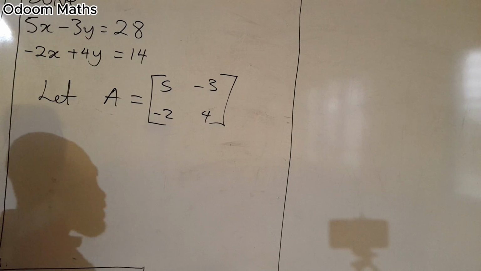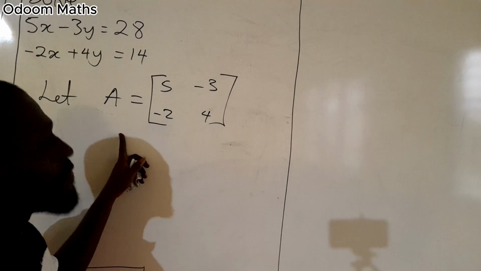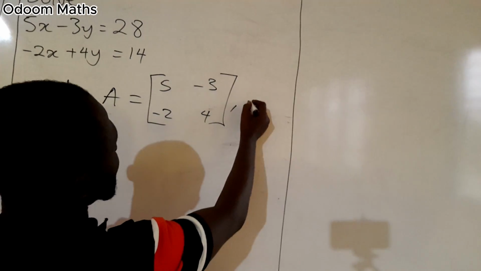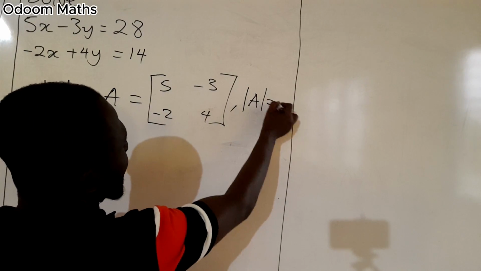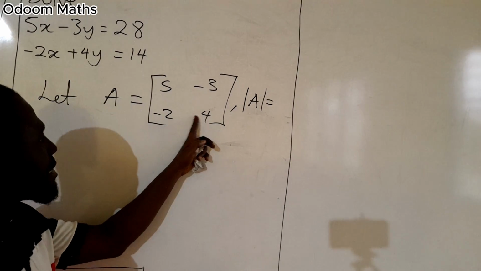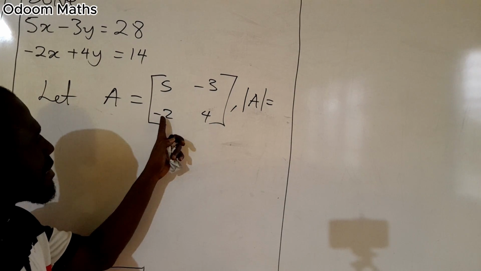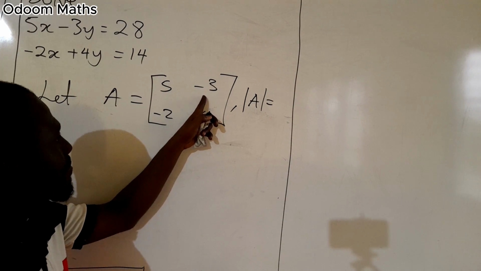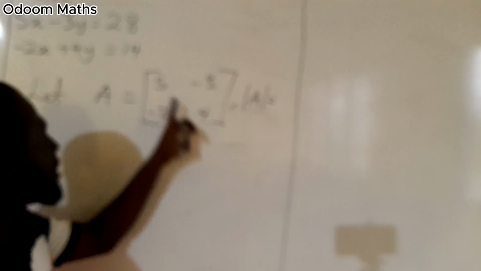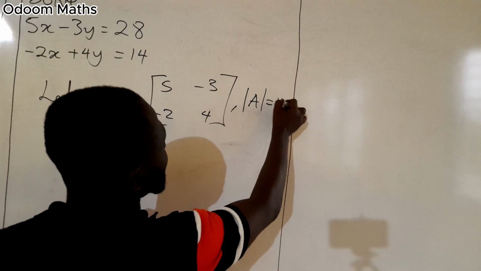Now we need the inverse of A. So we first need to find the determinant of A. So the determinant of A becomes 5 times 4, which is 20, minus negative 2 times negative 3, which becomes plus 6. So 20 minus 6 is 14.